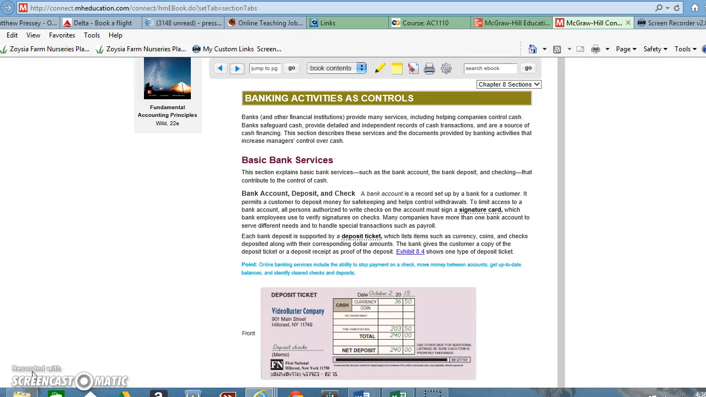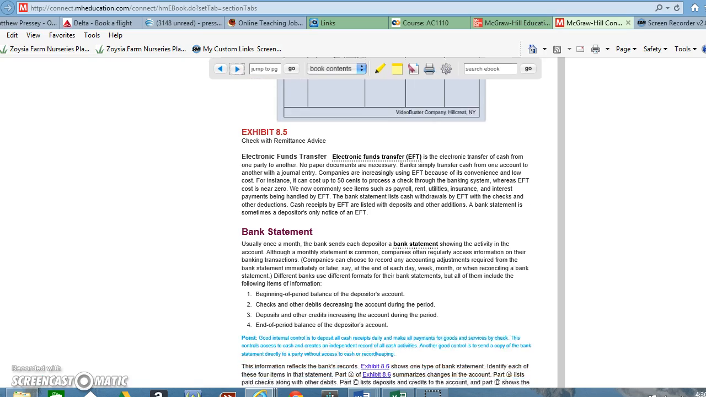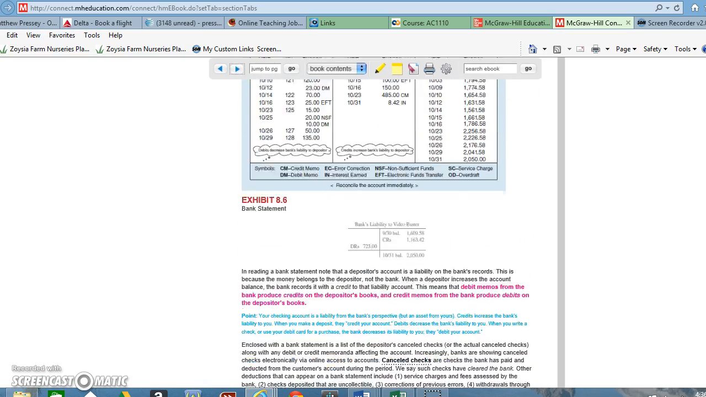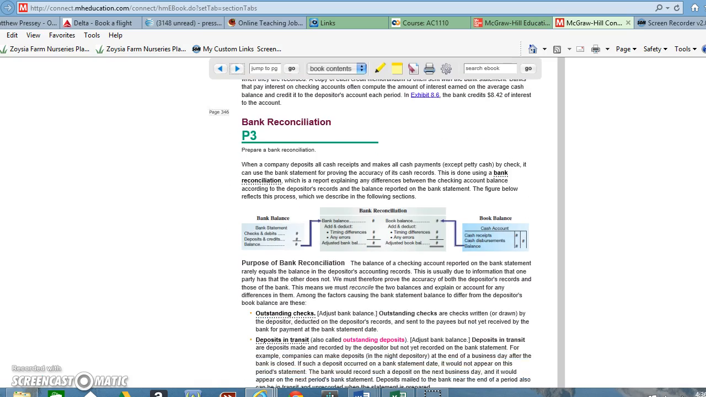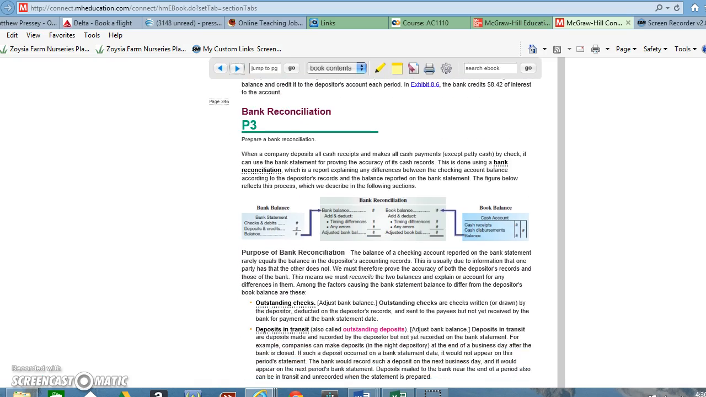From there, the authors get into banking activities and how banking services play into controls over cash. From there, the discussion leads into what I consider the most important part of these 2 chapters, which is the bank reconciliation. So you'll definitely want to spend some time reading over P3 here, starting on page 346 regarding bank reconciliations. One of our discussion questions this week is centered around this as well. So be sure to pay this special attention, if you will.